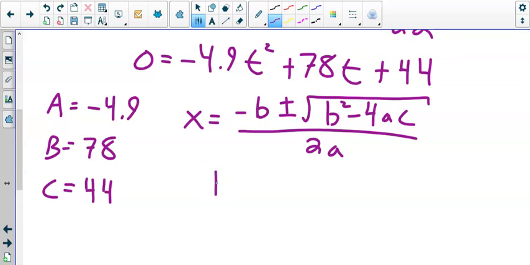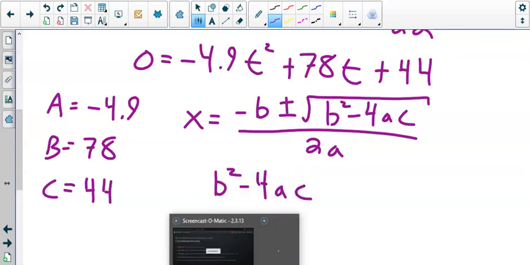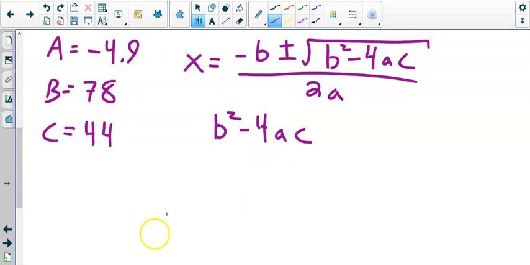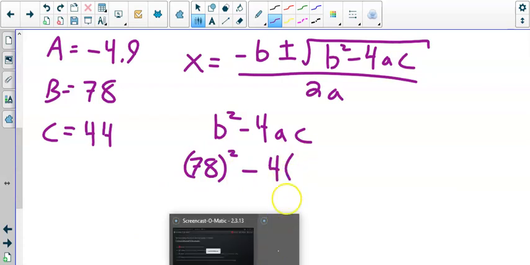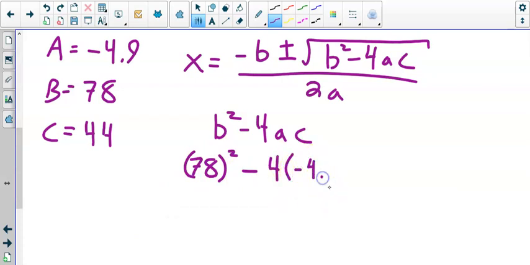So, let's run that b squared minus 4ac again. What's your b? 78, all right. So we'll need to get 78 squared minus 4 times what's your a? Negative 4 point what? 9. What's your c? Okay. So, what is 78 squared? And these numbers are going to get big. That's okay. 6,084.